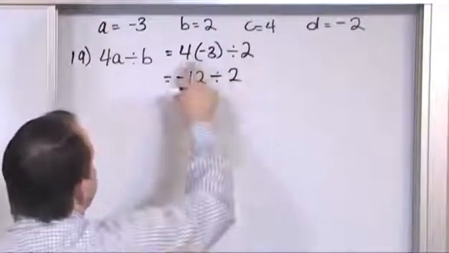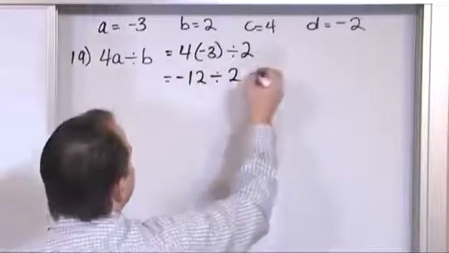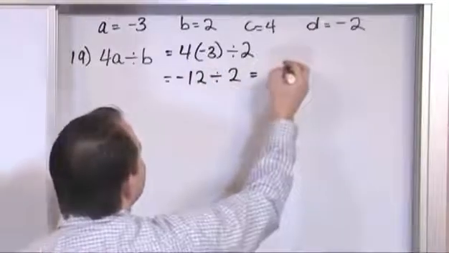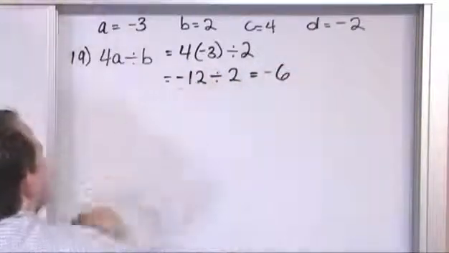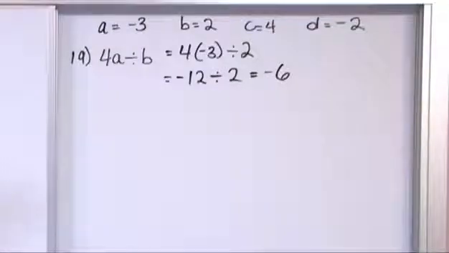So we've done this multiplication. We got the answer. We still have to divide by 2. 12 divided by 2 is 6, and it's going to be a negative 6 because these signs are different. So you're going to get a negative 6 there.